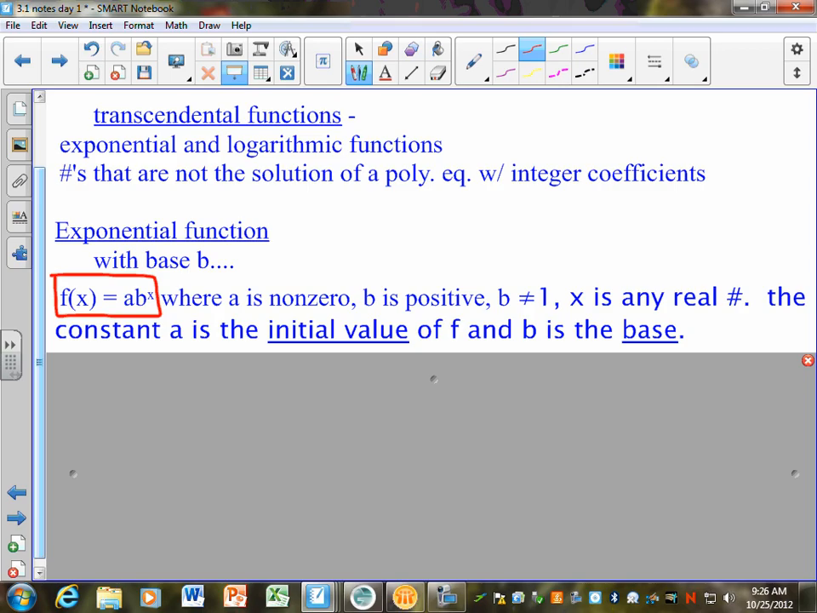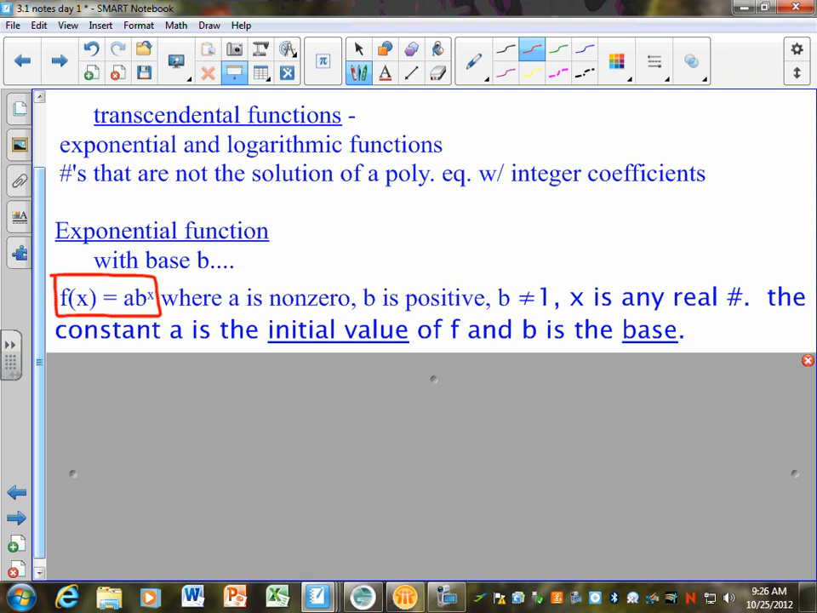B is positive. We're going to talk about this a little more tomorrow. What happens if b is not positive? What does that change to? But in our examples today, b should be a positive number, but not equal to 1. And again, think about it. If b was 1 to the x power, is that ever going to change no matter what x is? No, so that would also not be an exponential function, because 1 to any power is still just 1. And x can be any real number. So x can be irrational, it can be rational, it just can't be imaginary.